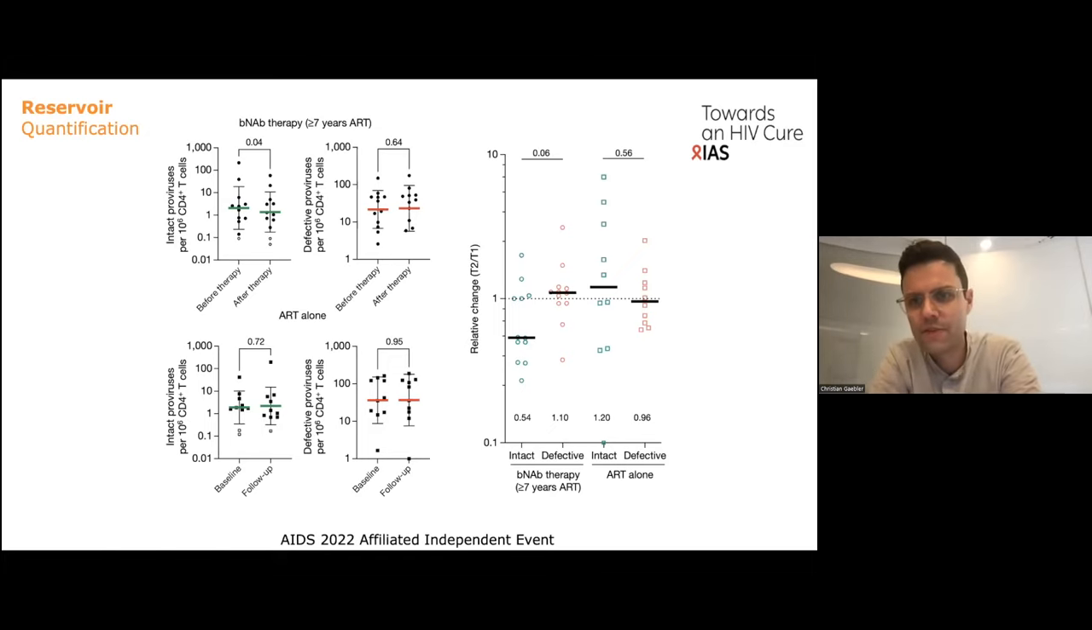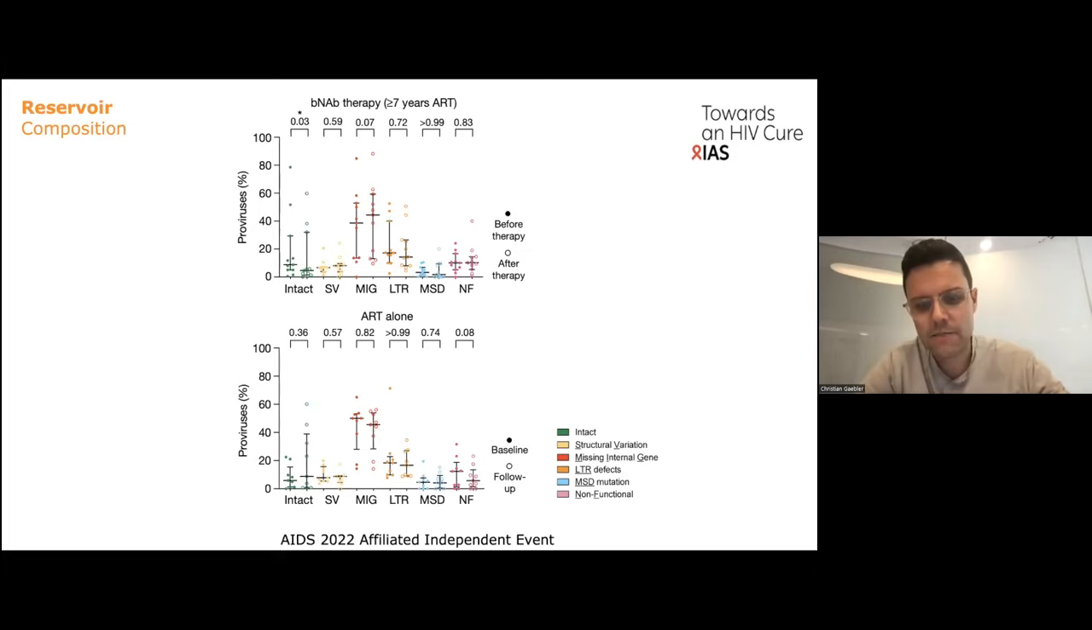We looked at two time points, so unfortunately we're not able to reliably calculate a half-life here. But we did look at the relative change over time and saw that there was a relative change within the intact proviral compartment. And one advantage that, at least in my opinion, our near full-length sequencing approach gives us is that after sequence assembly and alignments, once we have the sequence information, it allows us to have a more granular view of different proviral subtypes on a molecular level. And so we can get a good overview of the proviral landscape and the composition of the reservoir.